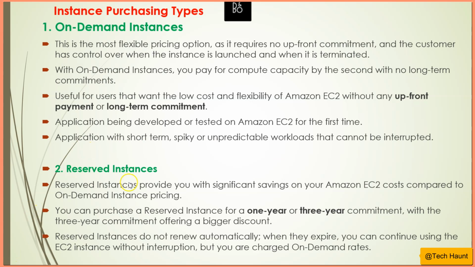Okay, so the second one is the reserved instance. Reserved instances provide you with significant savings on your Amazon EC2 cost compared to on-demand instances. On-demand instances cost quite a bit higher than reserved instances, and reserved instances are not physical instances, but rather a billing discount applied to the use of on-demand instances in your account. These on-demand instances must match certain attributes, such as instance type and region, in order to benefit from the billing discount. You can purchase a reserved instance for either a 1 year or a 3 year commitment. With the 3 year commitment, they will offer you bigger discounts than the 1 year. But keep in mind, it is 1 year and 3 year commitment, not 2 year or 5 year.